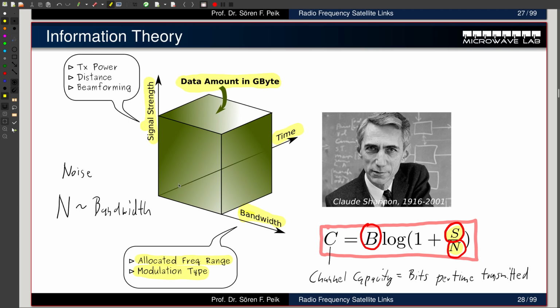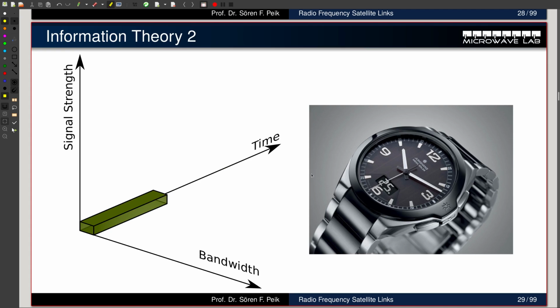And as an engineer, there's no bad or good system. Well, there is, but there's no bad bandwidth or good bandwidth or bad signal strength and good signal strength. It all depends on your application. As an application here, I have my watch. My watch has a built-in receiver for the time signal transmitted in Frankfurt.